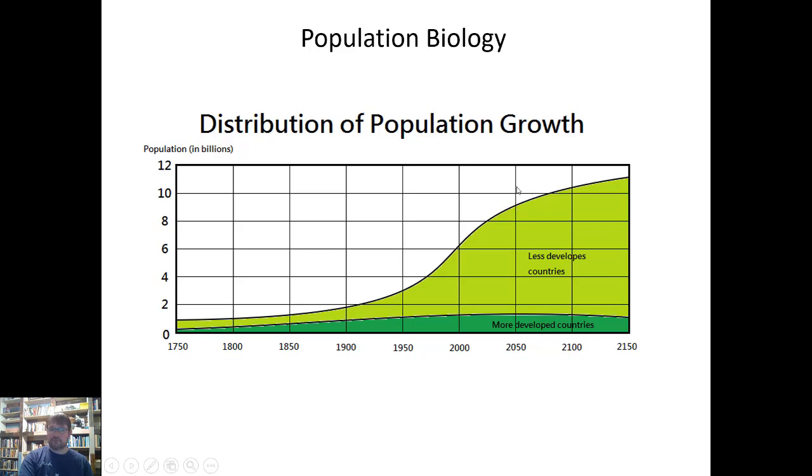Okay? Death rate has to increase because you're reaching a point where your resources or something is making it so your population can't grow as fast. Okay? We'll come back to that when we start looking at other examples.